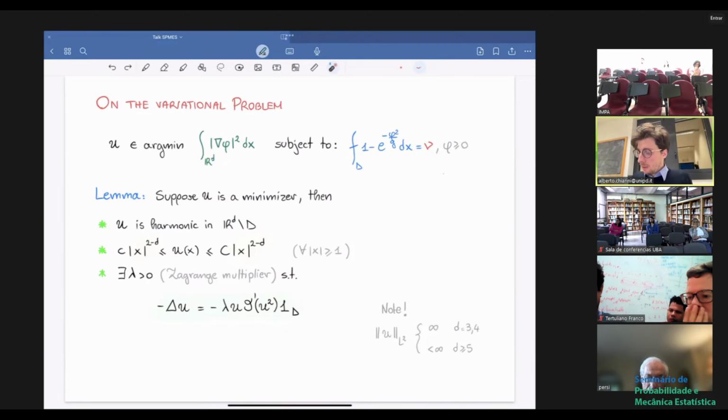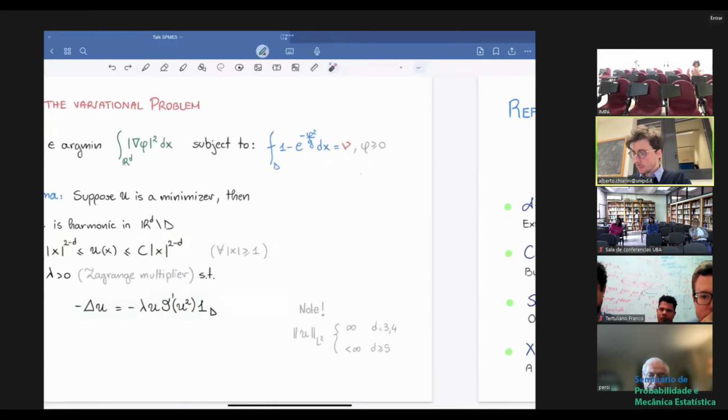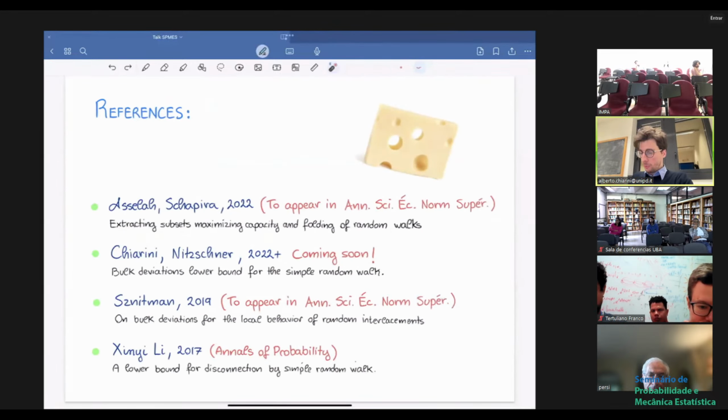And then the other interesting fact is that you can rephrase this in PDE language, saying that the minimizer needs to satisfy this nonlinear PDE. But it is quite unclear whether the solution of this problem is unique. Okay. With that, I want to finish, and thank you very much for your attention.